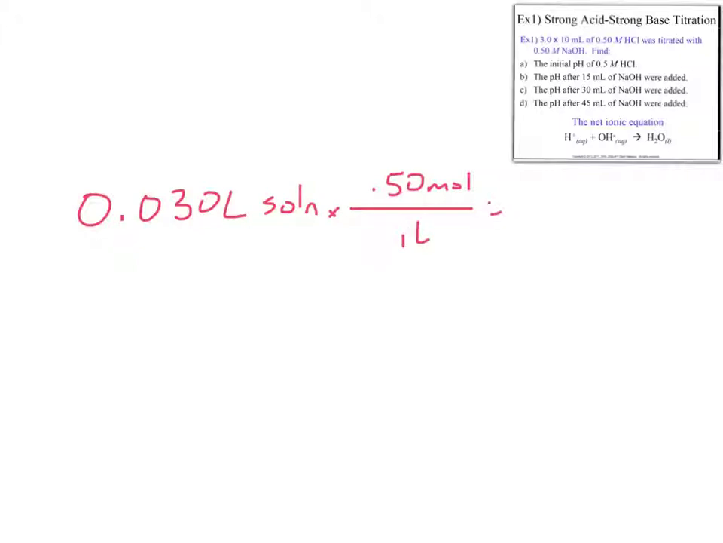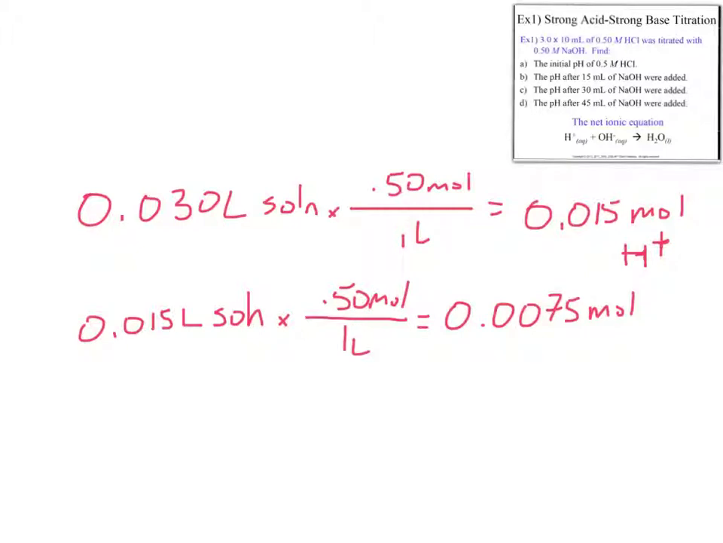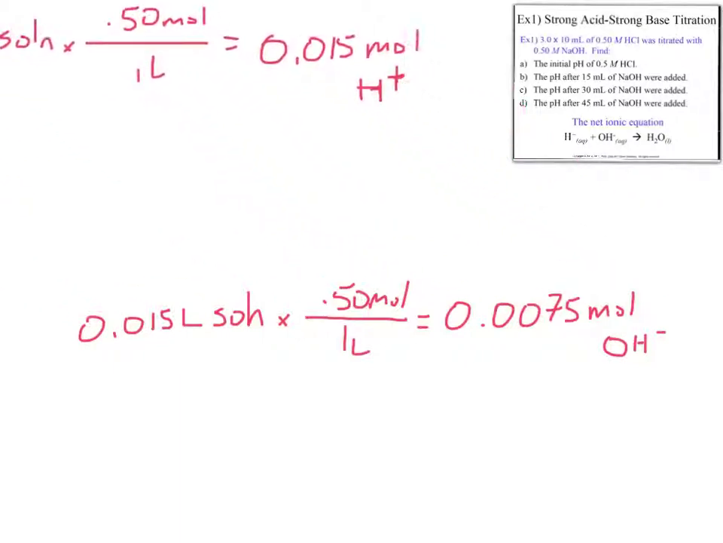Alright, so if we have a 0.030 liter solution of HCl, so that's just 30 milliliters, and there is 0.50 moles for every 1 liter of solution, that means we have 0.015 moles of HCl or H+, because that's the player we're concerned with. And then we are adding to that 15 milliliters of sodium hydroxide. And so the 15 milliliters, 0.5 molar, is going to produce 0.0075 moles of sodium hydroxide, or just what we're concerned with, the hydroxides. Alright, so now we know the moles of both of those. Let's get them out of our way.